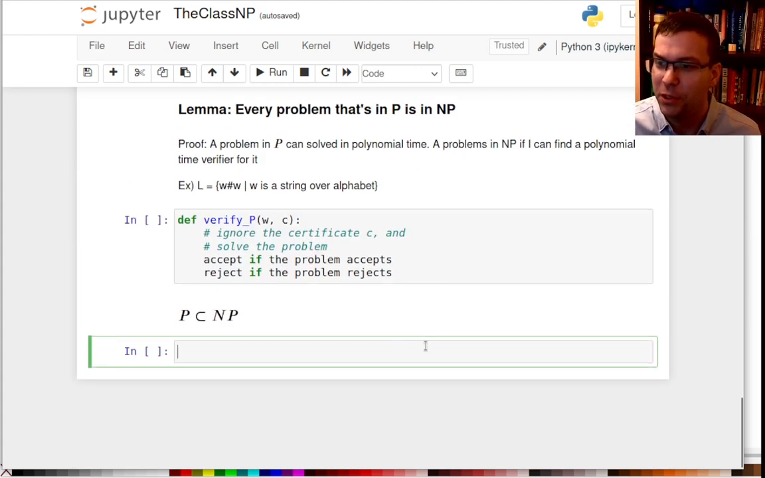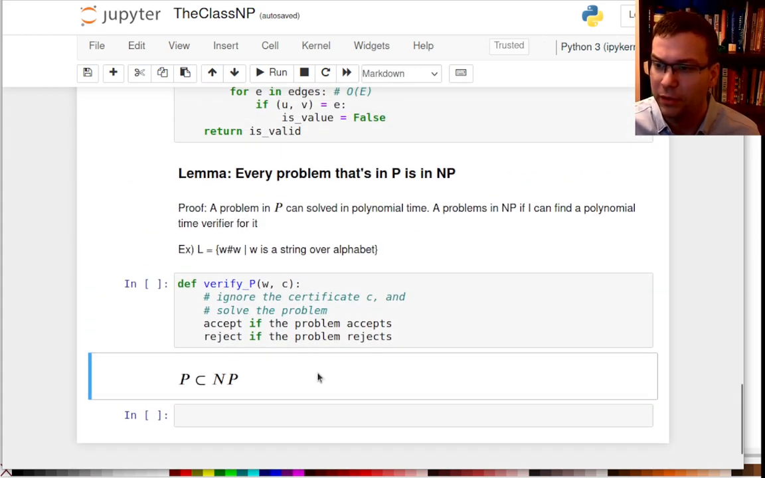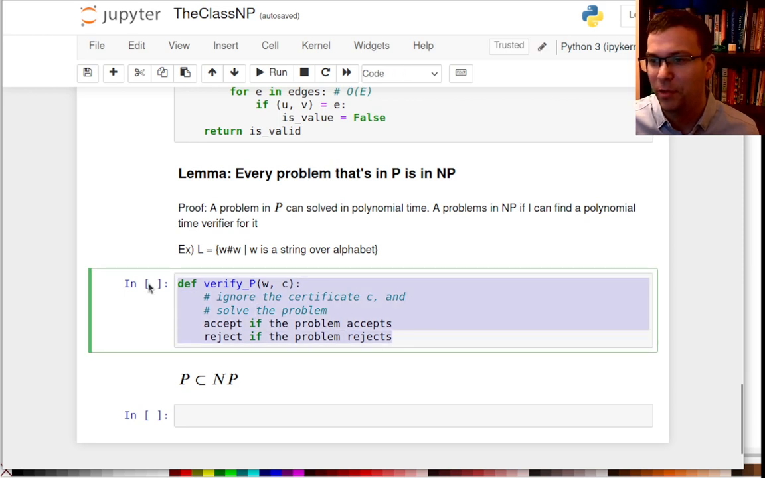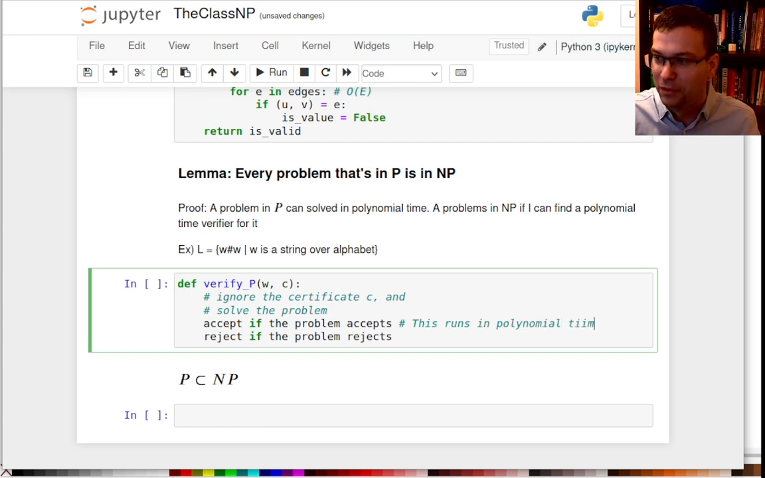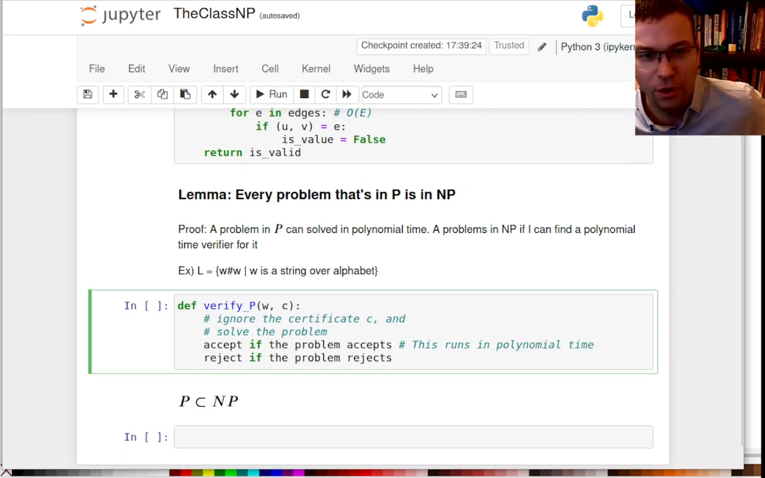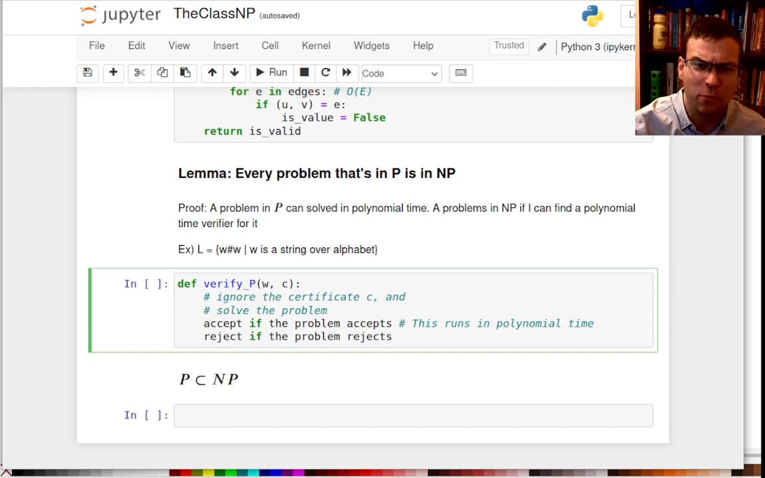But what is much easier to show is that P is a subset of NP. I can at least show that direction by making this kind of stupid verifier that just completely ignores the certificate, right? And it'll run in polynomial time because I can solve the problem in polynomial time, right? This runs in polynomial time. So it's in NP.